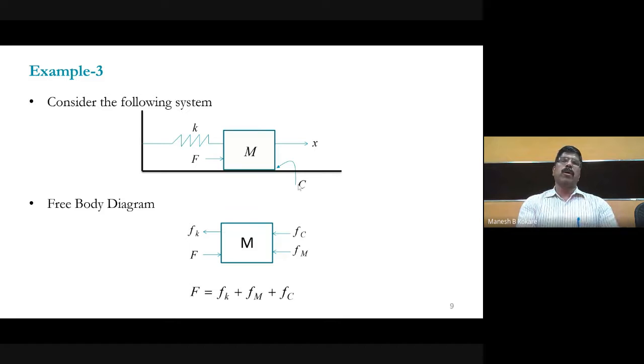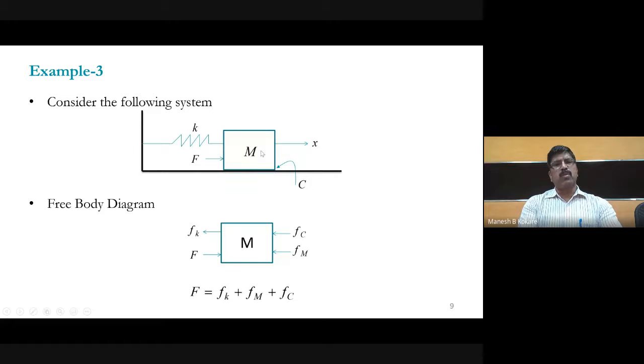what you have to do is draw the free body diagram of this. Now see that this is the input force, and what is the output? The output is nothing but the displacement X. Now there are three elements. One is the spring element. One end of the spring element is connected to the reference, and the other end of the spring element is connected to the mass.